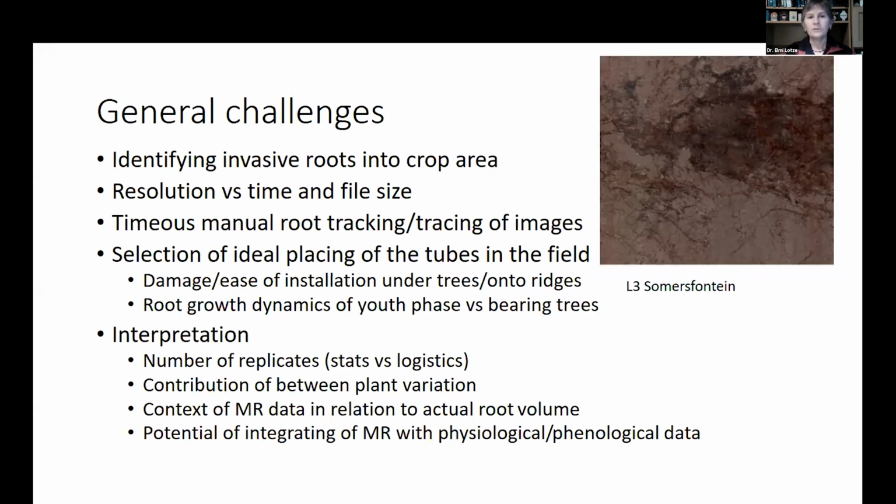Then resolution versus time and the size of file. Galen alluded to this. You can increase the resolution, and especially if you want to do more work that's more focused on utilizing the technology to describe, say, root reaction on pests and diseases or more micro work, it would be better to increase the resolution, because then the identification of the roots is much easier, but it takes more time and the file size becomes problematic.